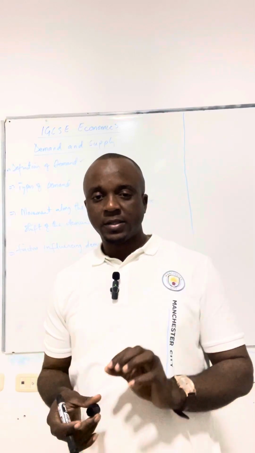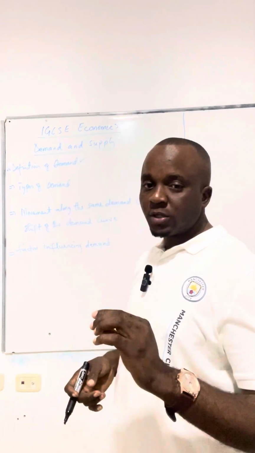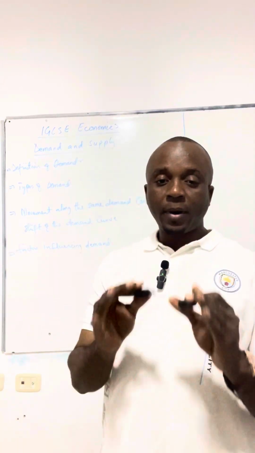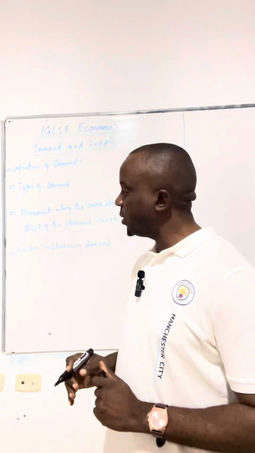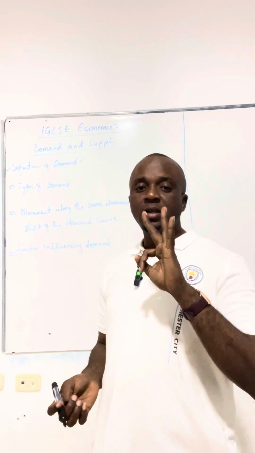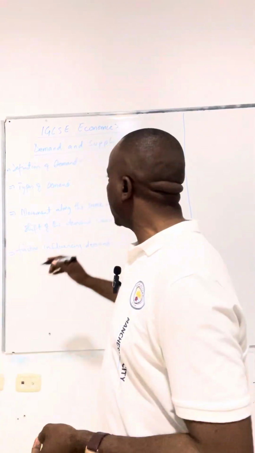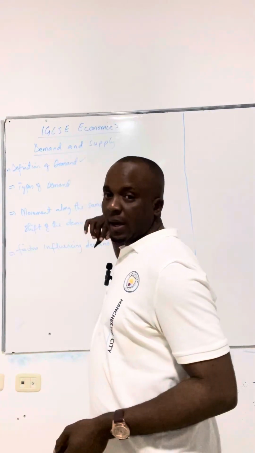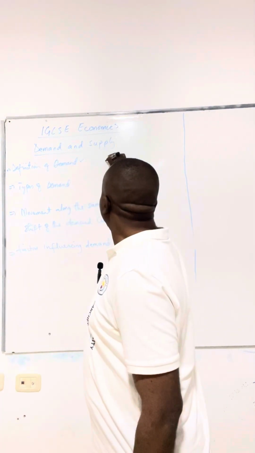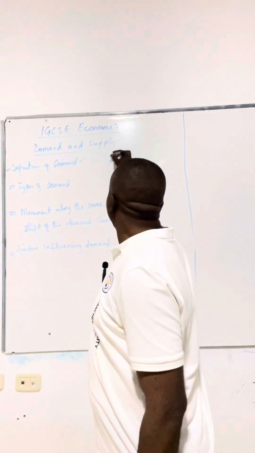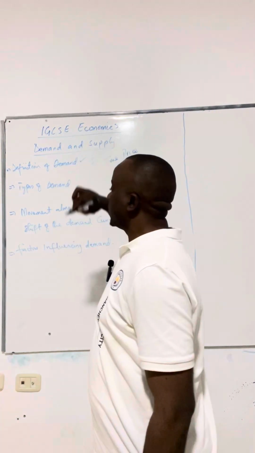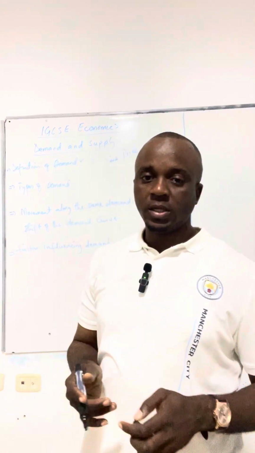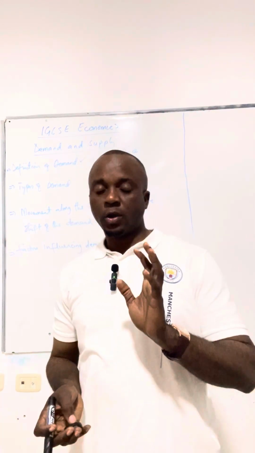Demand is defined as the total quantity of goods and services that consumers are willing to buy at a particular price and at a particular time. So there are basically three components of this definition. It's talking about the quantity of the products consumers are willing to buy. We talk about the time and the price. So with these three components in the definition, it makes demand complete.